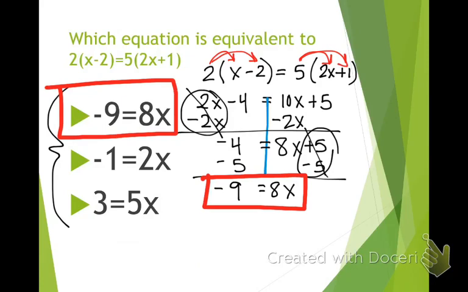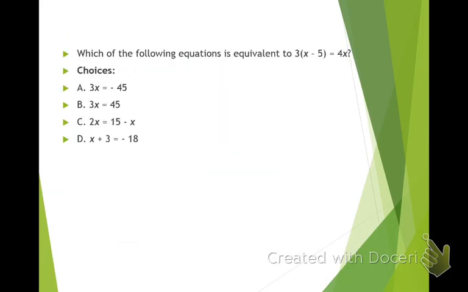Sometimes, however, it's not that easy, and so in this next example, you'll see that here we have an equation, 3 times x minus 5 equals 4x. And so we're going to start to solve it again the same way that we did the last problem. And we're going to hope that we can find a match somewhere along the way, but you'll see in this one that it doesn't necessarily work out that way. So if I write my problem over again, I have 3 times x minus 5 equals 4x.